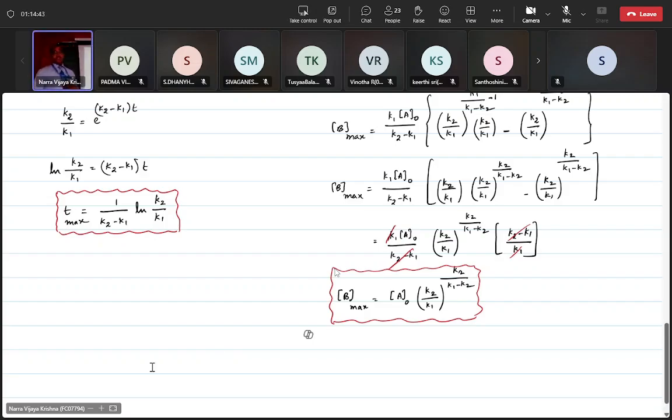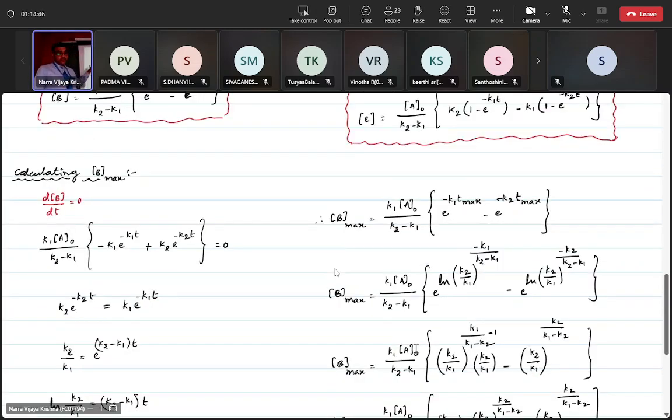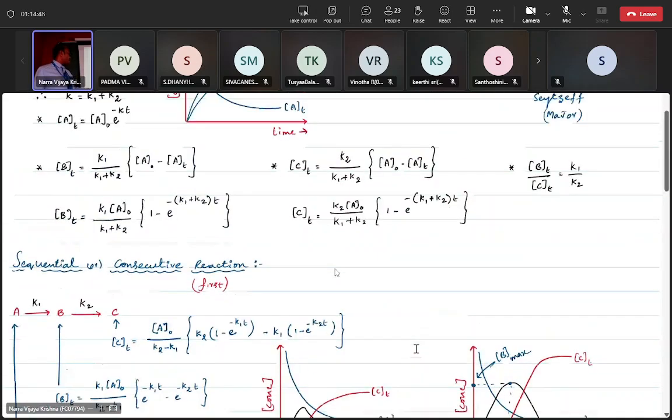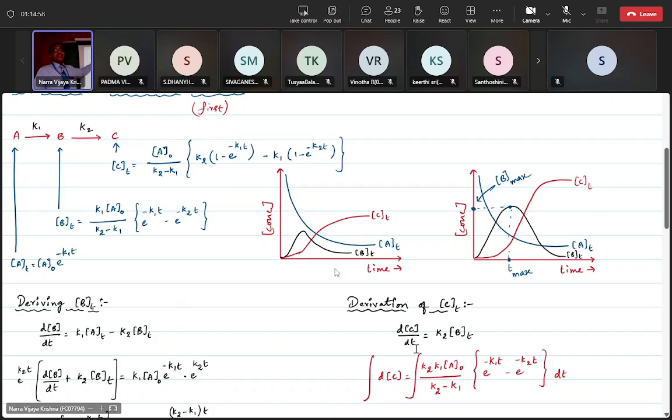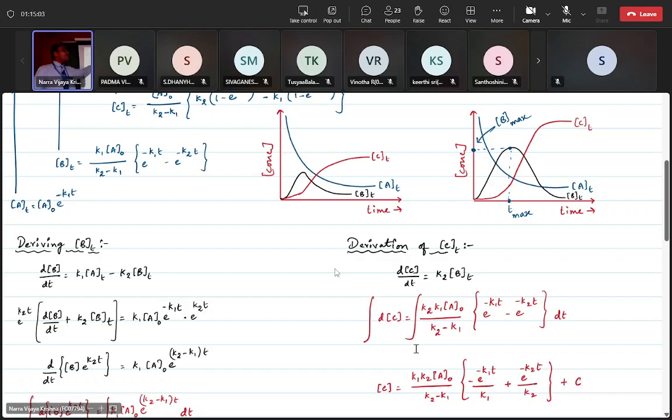Now see this. This is about sequential reactions or consecutive reactions. Now we are going to see the third type of reaction. We are discussing complex reactions, in which the first one is parallel, second one sequential or consecutive. In that we found concentration of A after time t, B after time t, C after time t. What is the maximum concentration of B? What is the time where B becomes maximum?